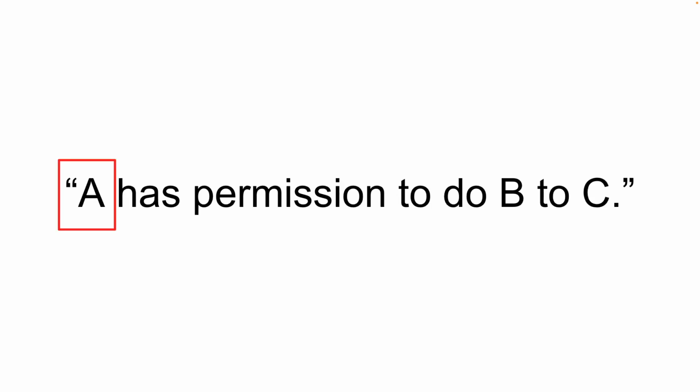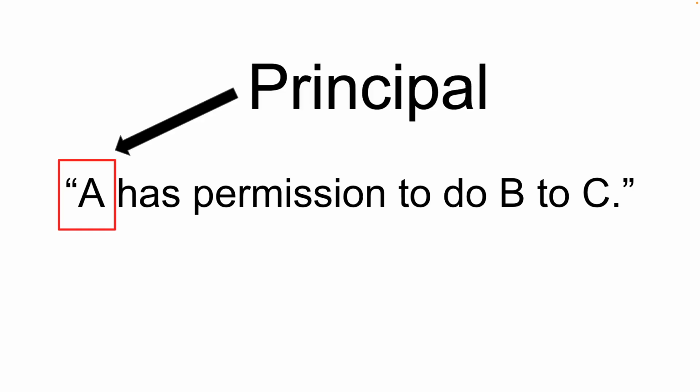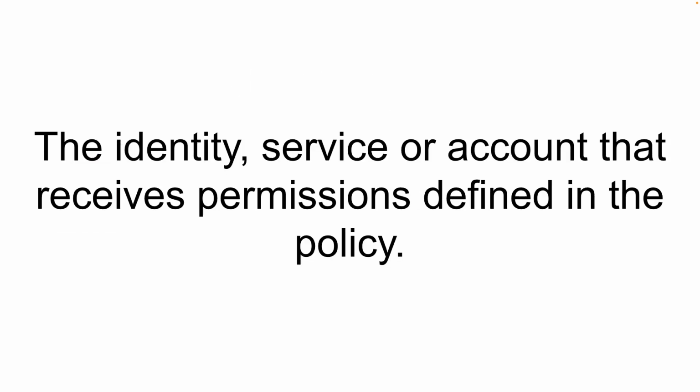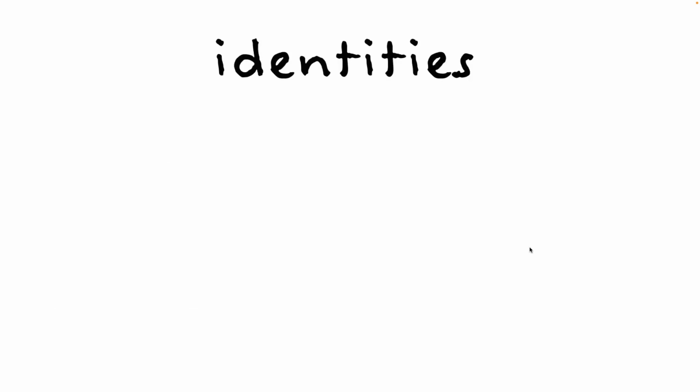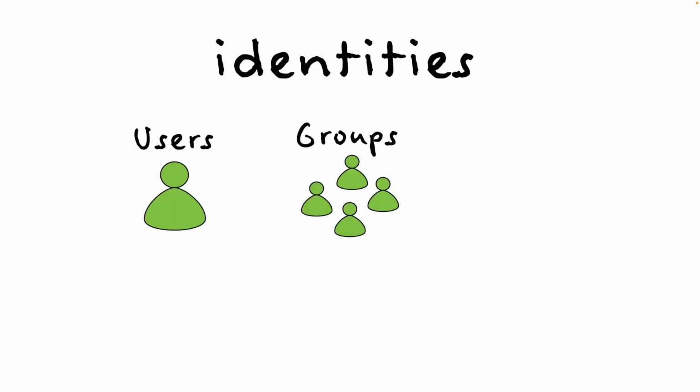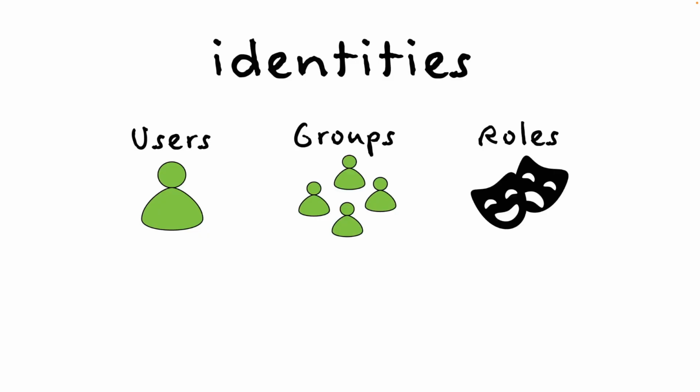The principal is identified as A in the phrase. It is the entity, service, or account that makes the request within AWS. In this introduction, we'll be covering two types of principals: IAM Identities and AWS Services. In IAM, identities are the entities authorized by the policy. Identities include IAM Users, IAM Groups, and IAM Roles. In the next few sections, we'll explore the different IAM identities.